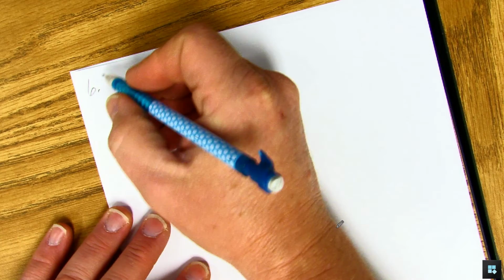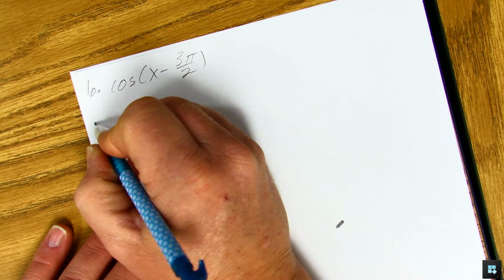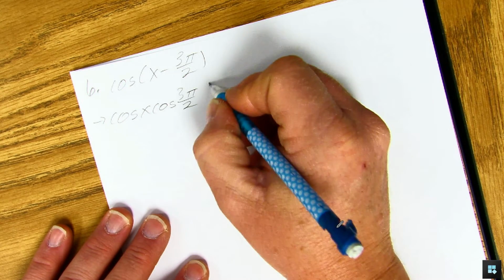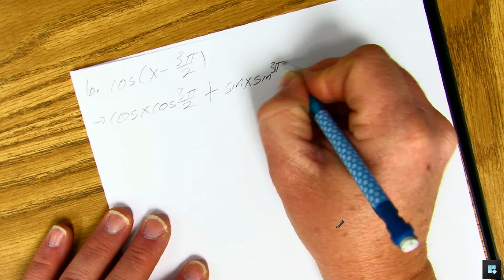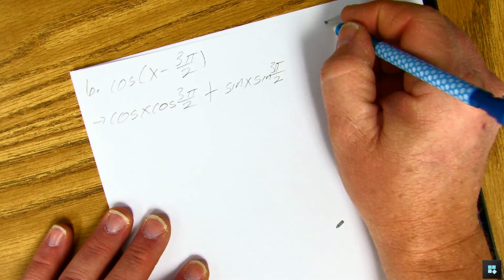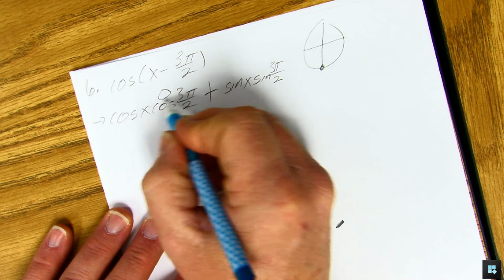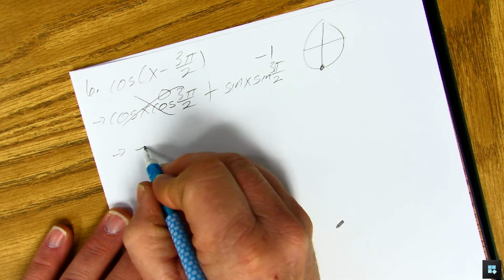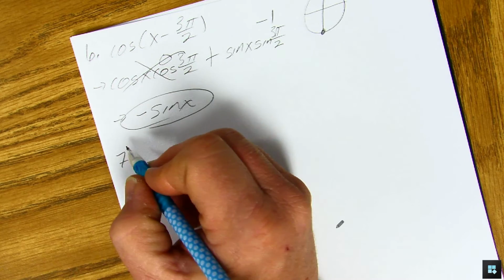Number 6. Number 6 says we have the cosine of x minus 3 pi over 2. Cosine is choosing, so the cosine of x, cosine 3 pi over 2, they're opposites. Sine of x, sine of 3 pi over 2. So remember, 3 pi over 2 is right here. Cosine of that is 0, so that's going to cancel. Sine of that is negative 1, so this is leading us to a negative sine x. Done.